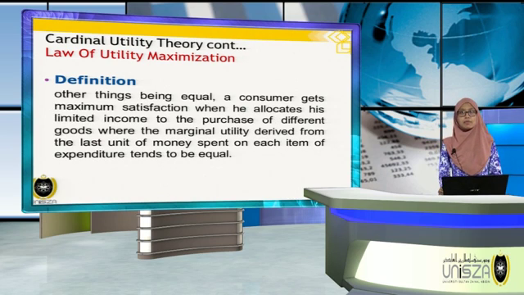Other things being equal, a consumer gets maximum satisfaction when he allocates his limited income to the purchase of different goods, where the marginal utility derived from the last unit of money spent on each item of expenditure tends to be equal. Another name for utility maximization is consumer equilibrium.